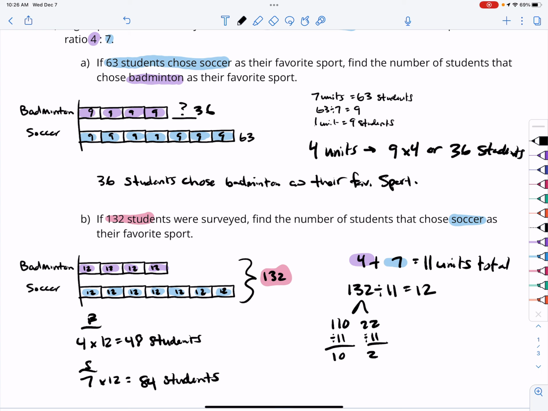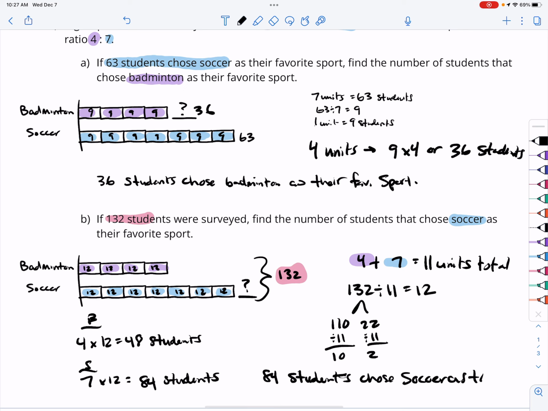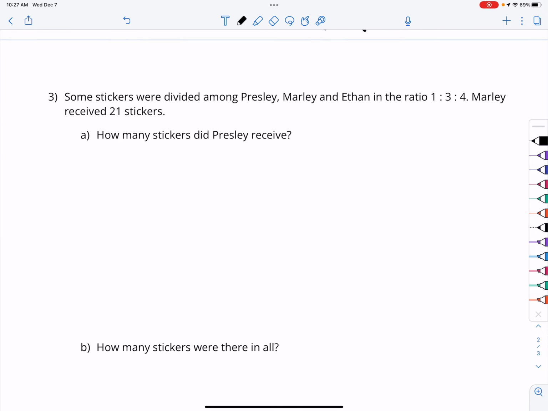So we don't necessarily need to know that about badminton because we are only asking about soccer. So if I would have been using my brain, I would have gone like this and said, here's my question mark. So 84 students chose soccer as their favorite. Awesome. And here we go.